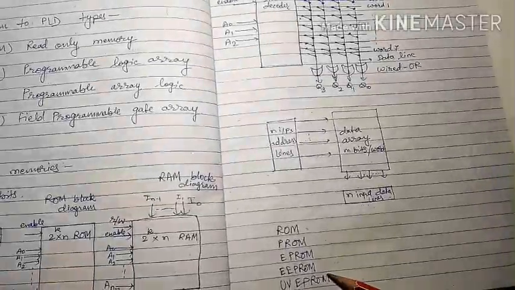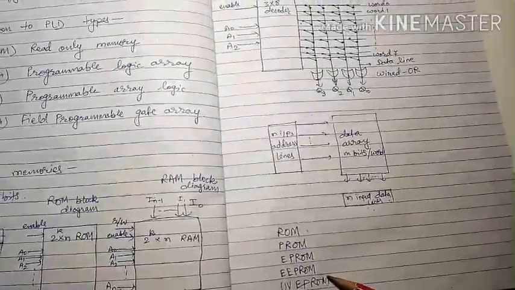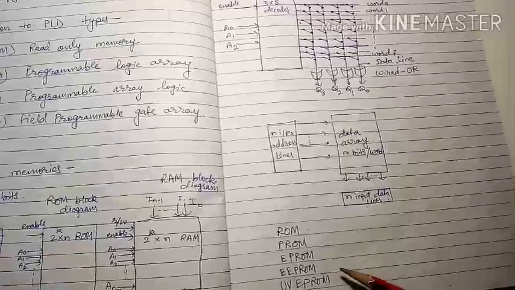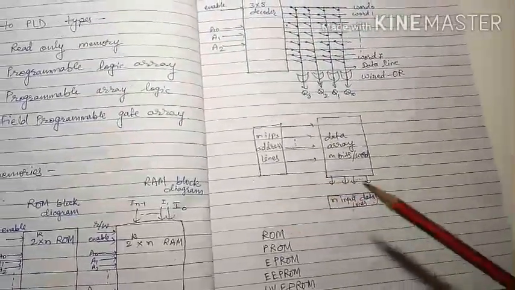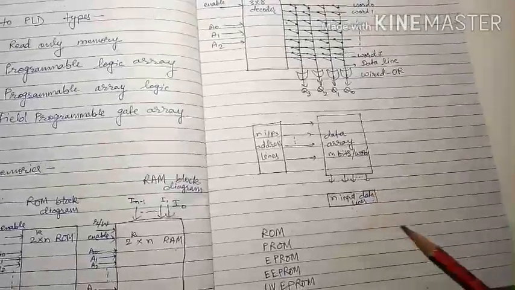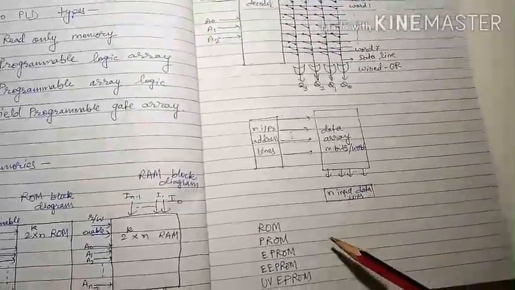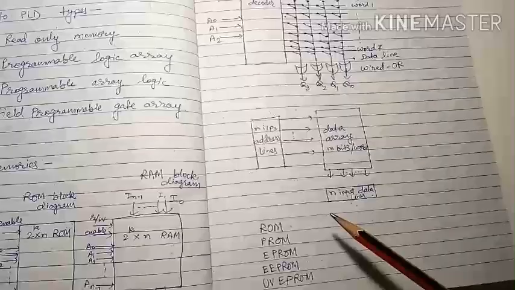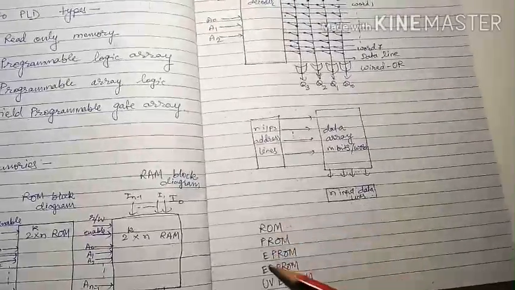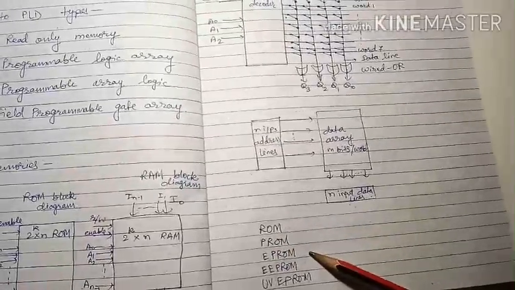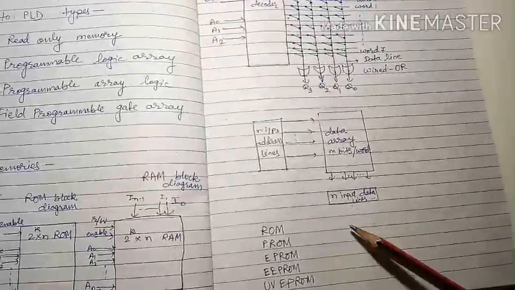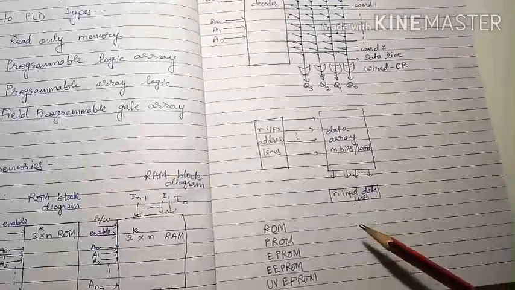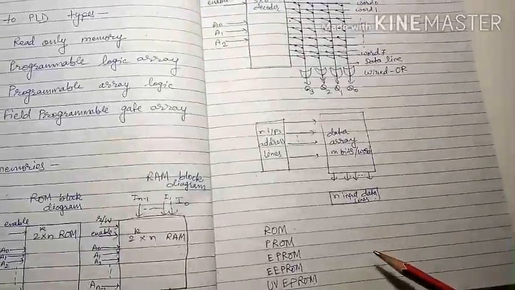In the next class we will be studying the PLA, PAL, and we will draw some special functions using PAL and PLA. So my questions are: write different types of memories used in the computer. Write the different types of read only memory. You can answer the questions in the group.